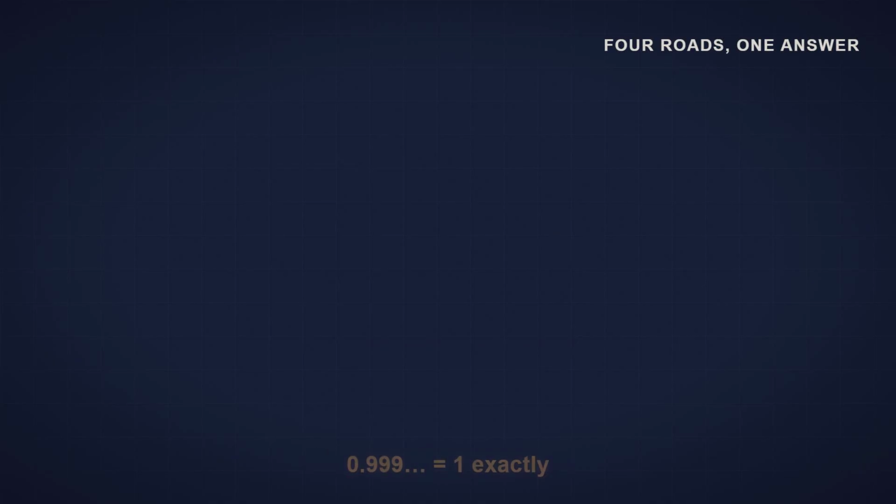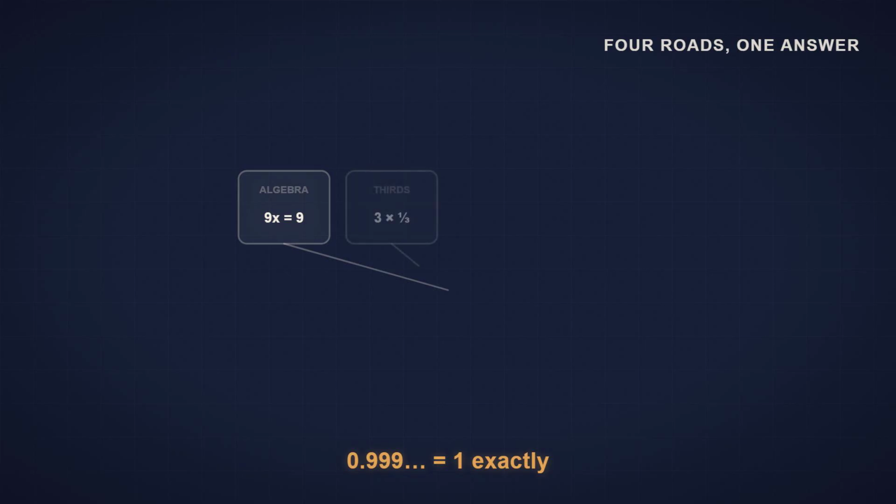Now return to the opening question. How large is 1 minus 0.9 repeating? Algebra says 0. Exact thirds say 0. The geometric series fills the unit square with no area left. The number line offers no midpoint and no first non-zero digit for a gap. 4 constructions. 1 answer.